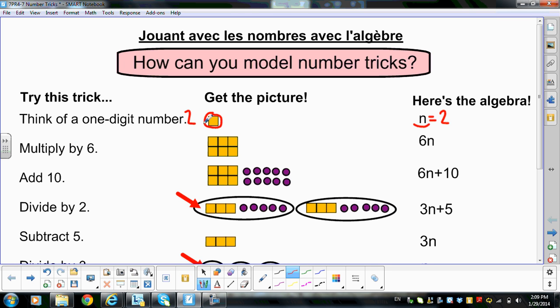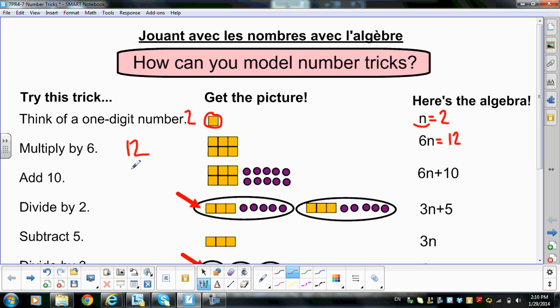So I'm going to take my yellow block and multiply it by 6. So now I have 6 blocks here, and each block is worth 2. So multiply by 6. 2 times 6 gives me 12. I look over here, how to write it in algebraic terms. 6 times my number's 2. 6 times 2 is 12.